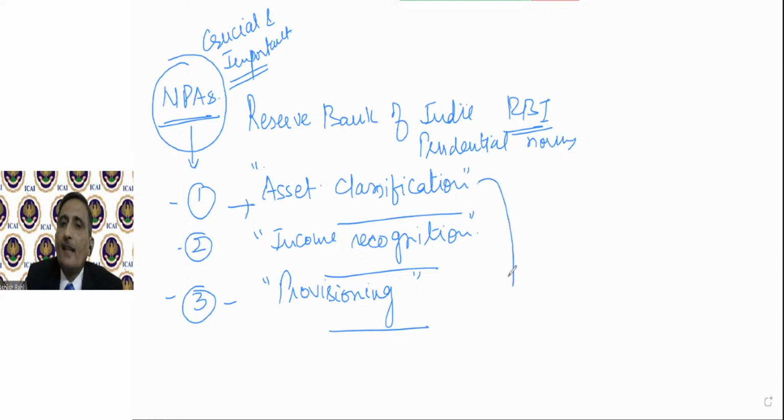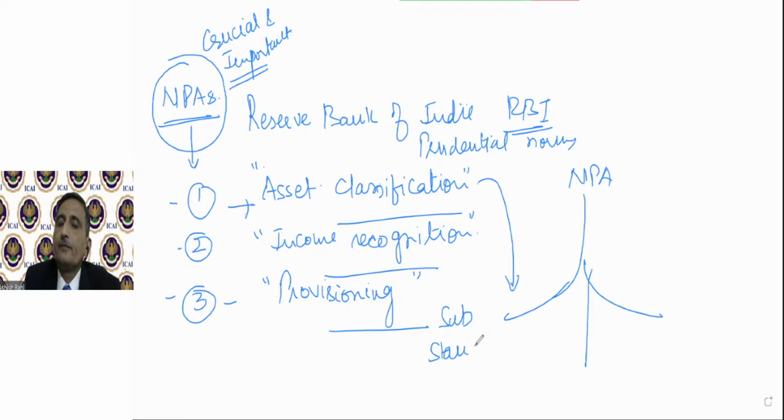Now, what is asset classification? Once an account is identified as an NPA, then how it is to be classified in the books of the bank. NPA accounts have to be further classified into different categories. We would be coming to the different categories later on. One is substandard assets, in short SSA, then doubtful assets and loss assets.